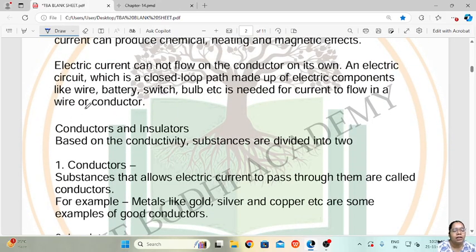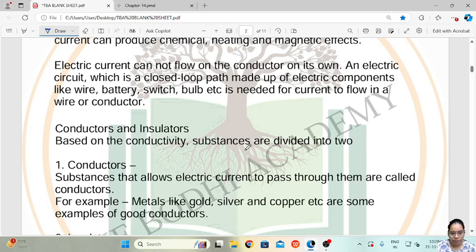So there are conductors and there are insulators. Let us understand what are conductors and what are insulators. Based on the conductivity, if the substances are able to conduct or are allowing the electric current to pass through them, then they are called conductors, and if the substances are not allowing the current to pass through them, then they are called insulators.